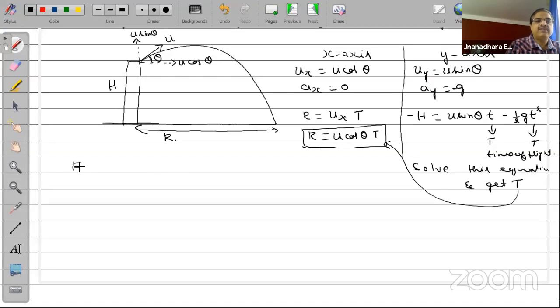I think I should take an example so that this becomes clear to all of you. Let us say that I have a projectile which I'm going to project with a velocity of 40 meters per second at an angle of 37 degrees.